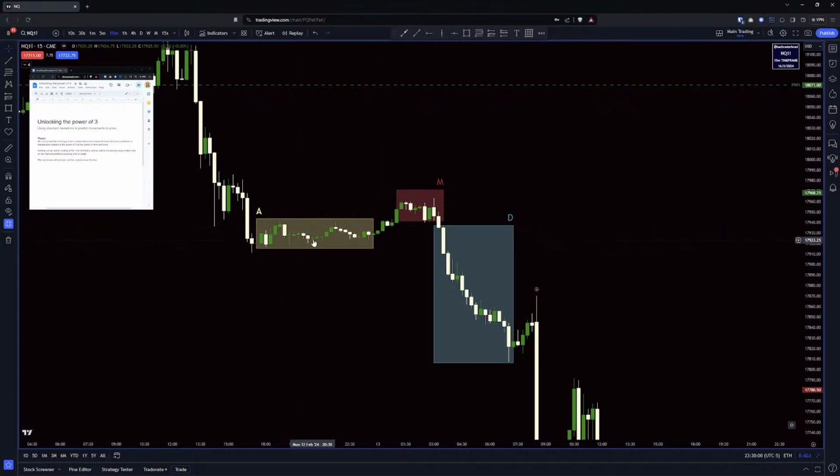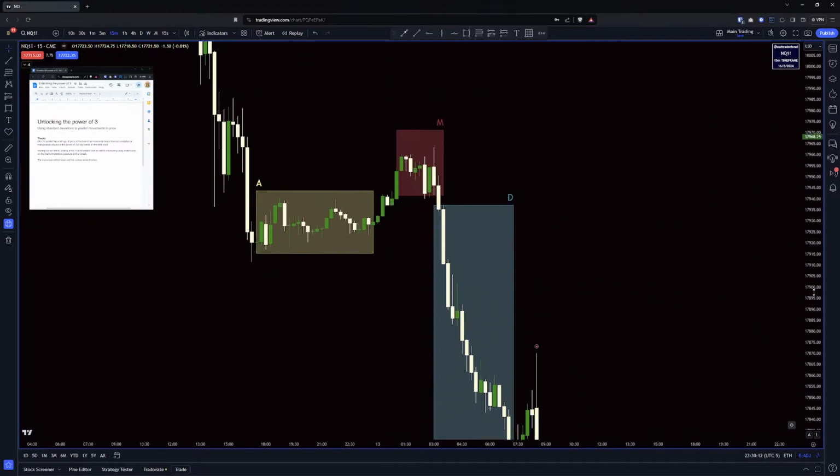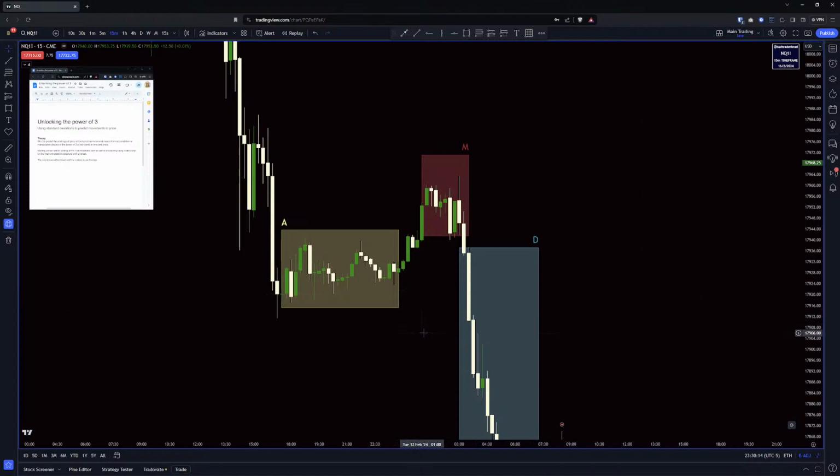So we have accumulation. It's not doing anything. It's not breaking any kind of highs or lows here. It's just going back and forth. It does break one here. So I don't know how well this is going to work because I haven't done this one.